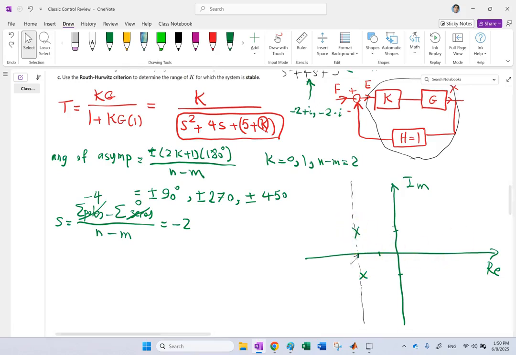We calculated the asymptotes and their angles. Now we can look at the other things in the Routh-Locus.